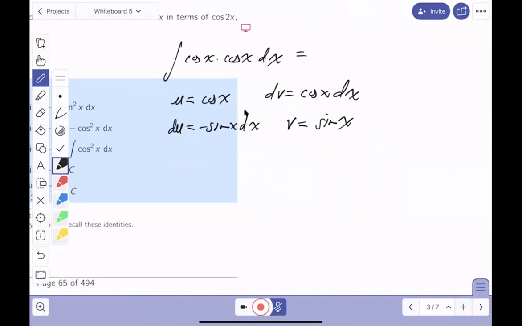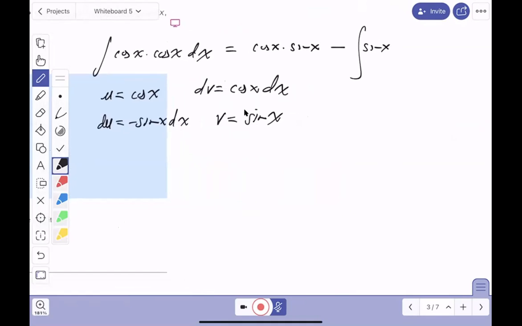Let's write this down. It's going to be uv. Well, that's pretty simple. It's just cosine x times sine x minus v, which is sine x, times du. Whoa, this gets more difficult, doesn't it? So it's going to be times another sine, right? So it's going to be sine squared. All right. So someone can say, did it get better? Not really. It didn't get better. It stayed about the same in difficulty.